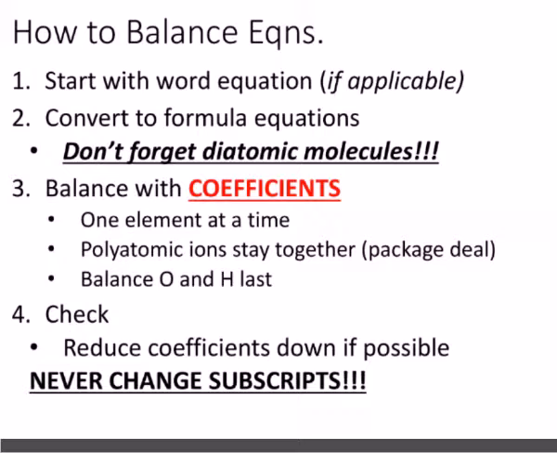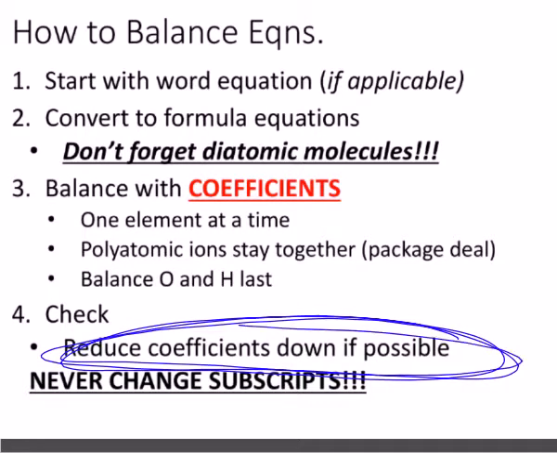Balance oxygen and hydrogen last. Check. Reduce coefficients down if possible. This is something people will forget, but you'll lose a point or two. Reduce them down just like we've done with subscripts with ionic compounds to get those into the smallest possible. And what's the thing we got to remember to never do? Never change your subscripts. Only when we predict products will, but we're only balancing right now.